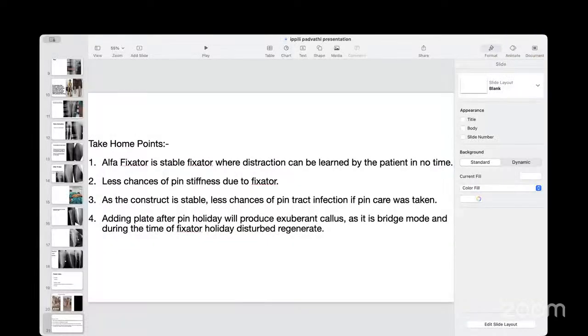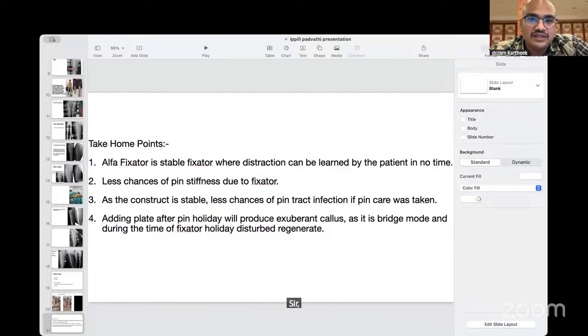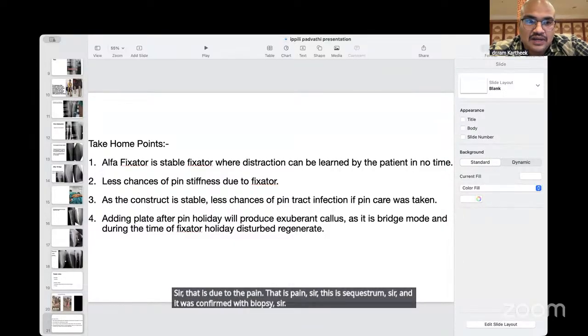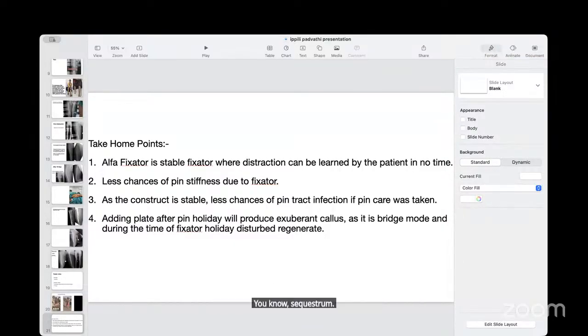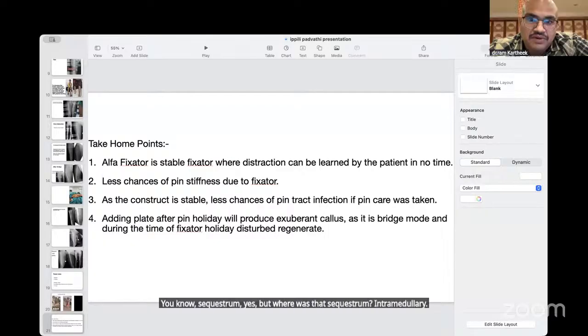Why did you excise all of that bone? What was her problem? Sir, that is due to the pain. This is the sequestrum, sir, and it was confirmed with biopsy. No, sequestrum, yes, but where was that sequestrum? Intramedullary. From here to here, sir.